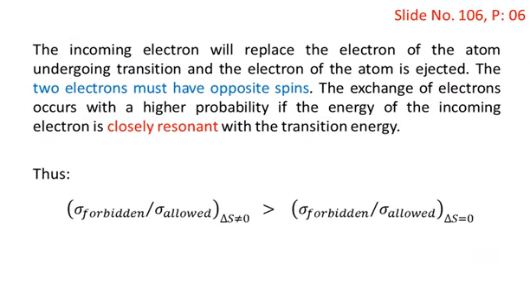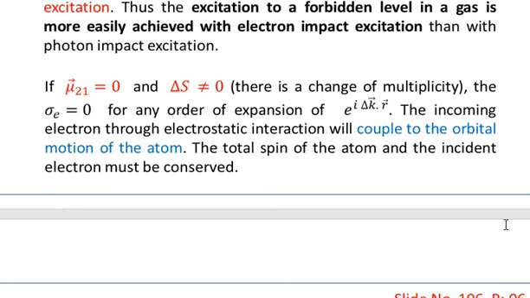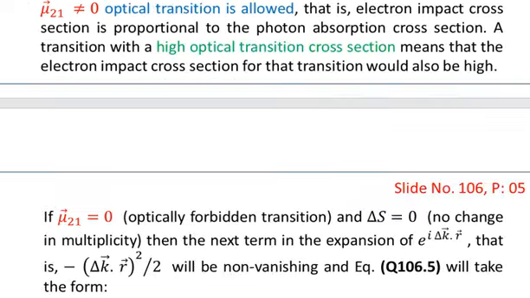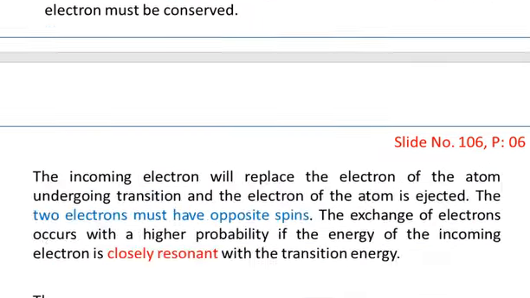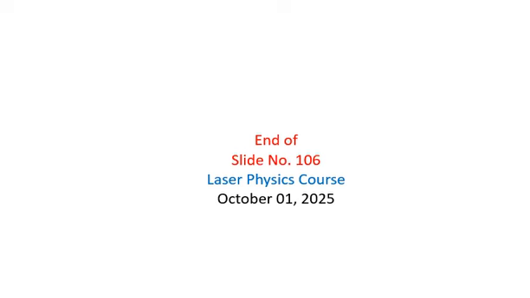In that case, we have also discussed the probability that the incoming electron, through the electrostatic interaction, will couple to the orbital motion of the atom, and the transition can also occur. So we have discussed all three possibilities of electron impact excitation. This is the end of slide number 106.